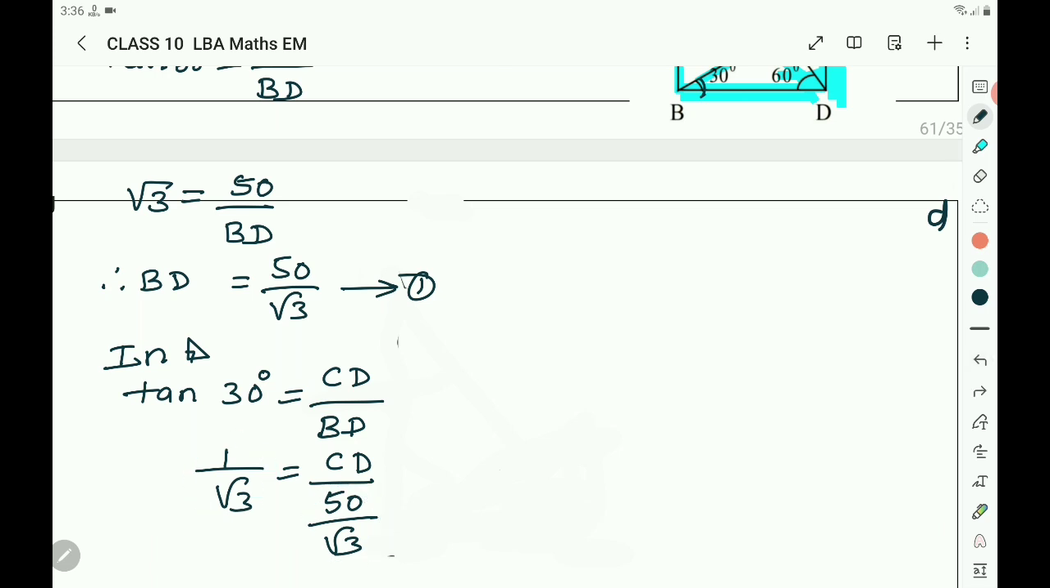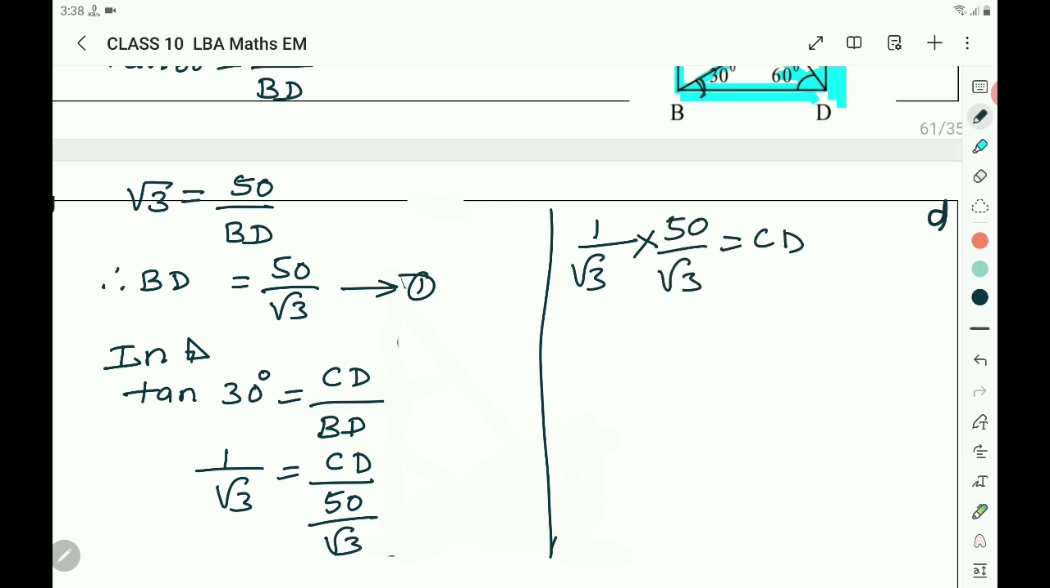Do the cross multiplication here. It becomes 1 by root 3 into 50 by root 3. Let us take 50 by root 3 in the division form, that is, in the denominator: CD by 50 by root 3. If it is transferred to the LHS, it comes as a product. It becomes 1 by root 3 into 50 by root 3 equals CD. 1 into 50 is 50.